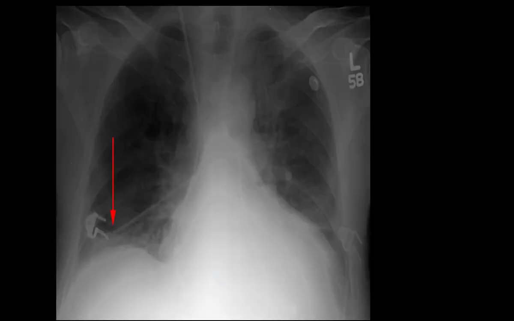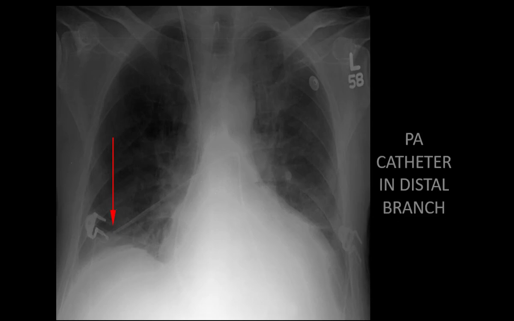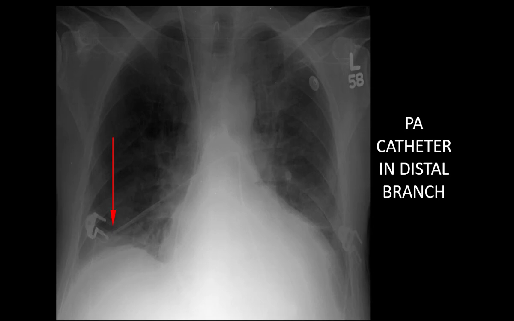What do you see here? This is a pulmonary artery catheter which is lying too distally in a smaller branch. So PA catheter in distal branch.